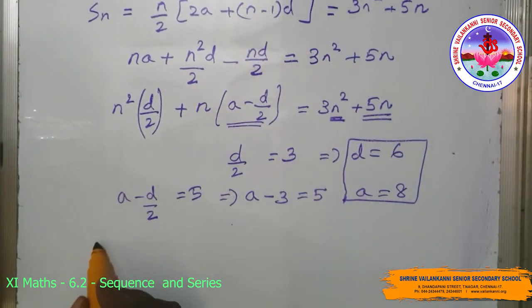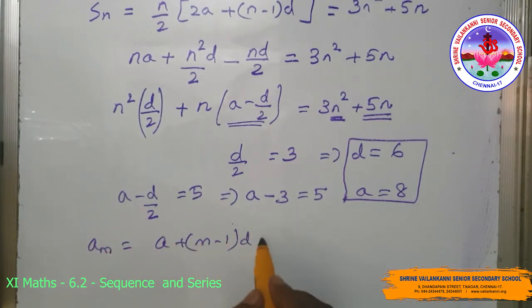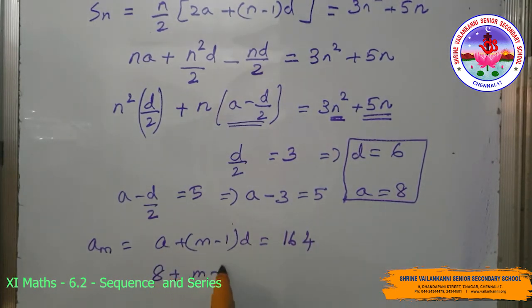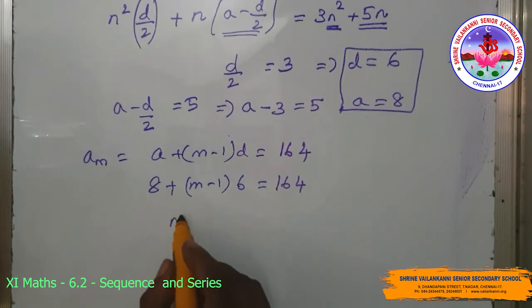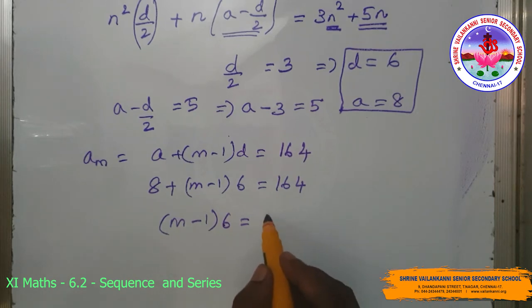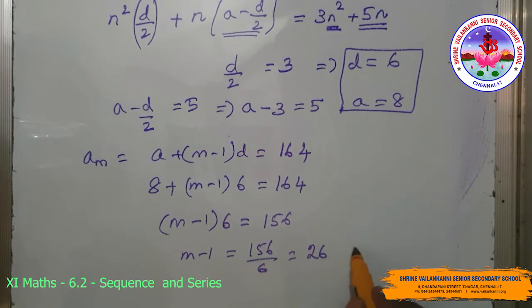Substituting here, a_m equals a plus (m minus 1) into d, which is equal to 164. Here a is 8 and d is 6, which is equal to 164. So simplifying this, (m minus 1) into 6 equals 164 minus 8, which is 156, and m minus 1 equals 156 by 6, which is 26. So m equals 26 plus 1, which is 27. So the value of m is 27.